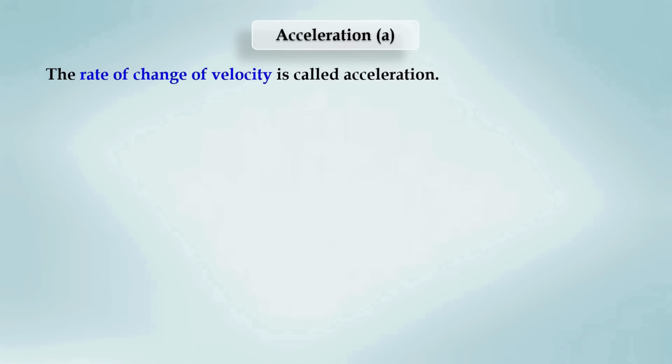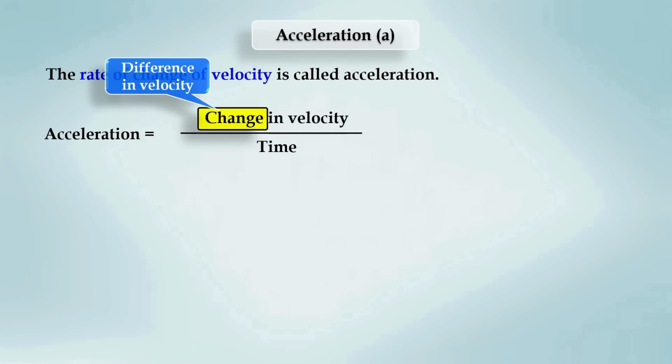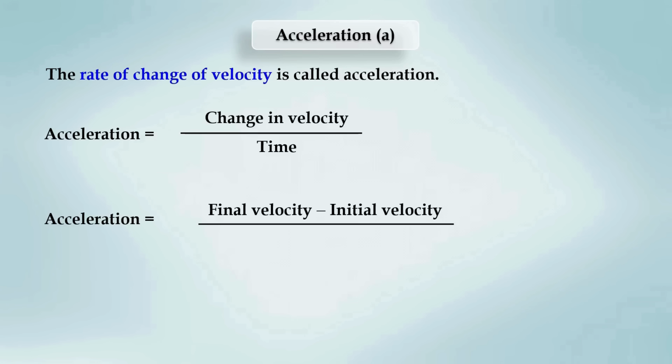acceleration is present. Acceleration can occur due to three reasons. 1. Change in speed. 2. Change in direction. Or 3. Change in both speed and direction. Mathematically, acceleration is defined as acceleration equals change in velocity divided by time. Change in velocity means the difference between final velocity and initial velocity. So we can write the formula as acceleration equals final velocity minus initial velocity divided by time.